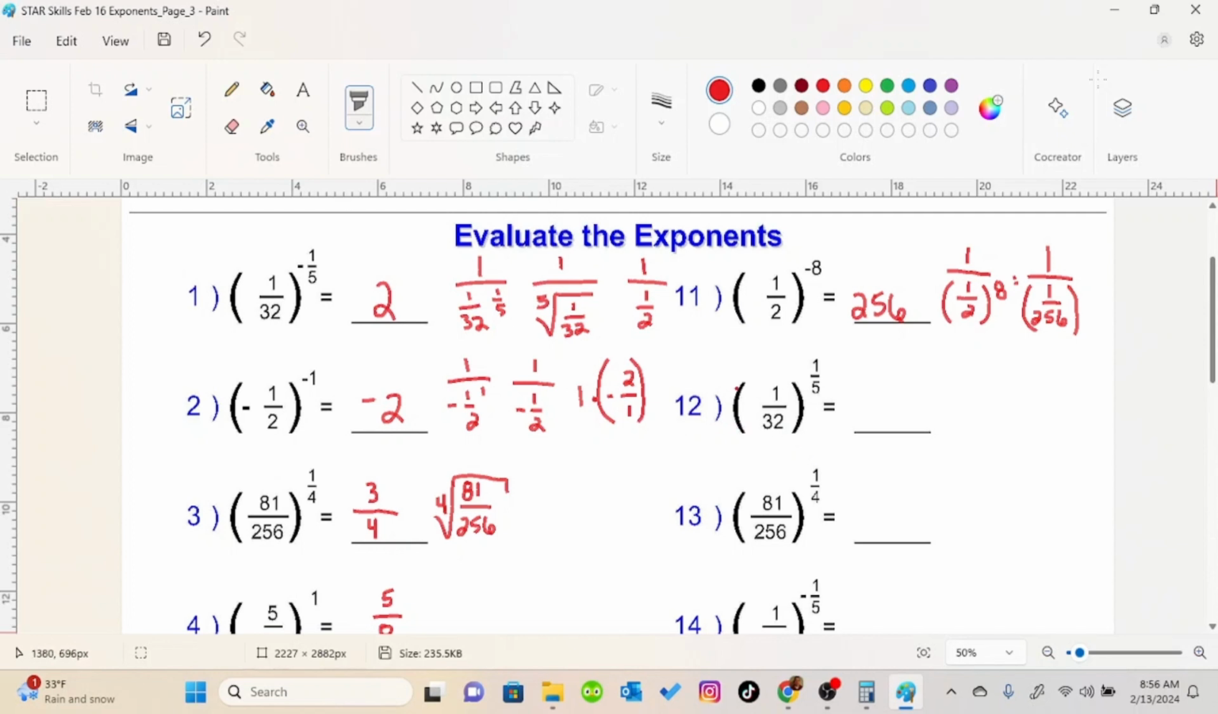Number 12. 1 over 32 to the power of 1 over 5. This means we want the fifth root of 1 over 32. The fifth root of 1 is 1, and the fifth root of 32 is 2. So the answer is 1/2.